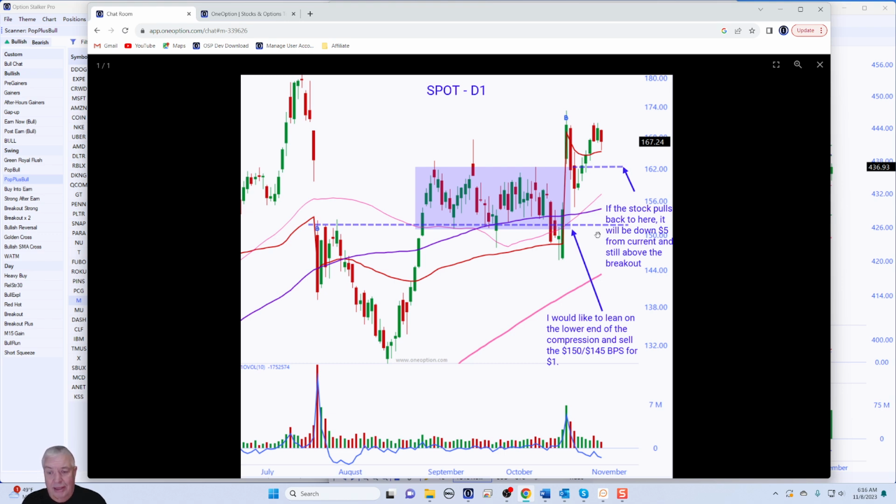We can generate a nice 25% return on these spreads in a 4-week period of time without having to sweat it. Great swing trading strategy.